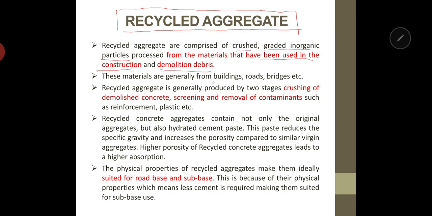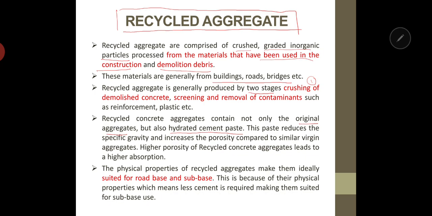Okay, they are generally from buildings, roads and bridges. It can be produced in two stages. Number one is the crushing of demolished concrete, screening and removal of contaminants such as reinforcement, plastic, and so on. Recycled concrete contains not only the original aggregates but also hydrated cement paste, because most buildings are concrete mix. So when you hack the building, it is in the form of hydrated cement paste and also aggregate.